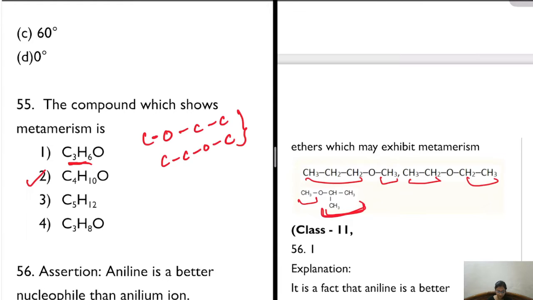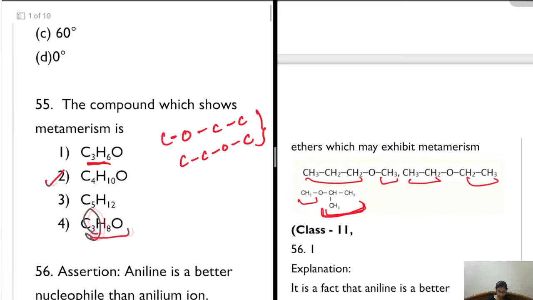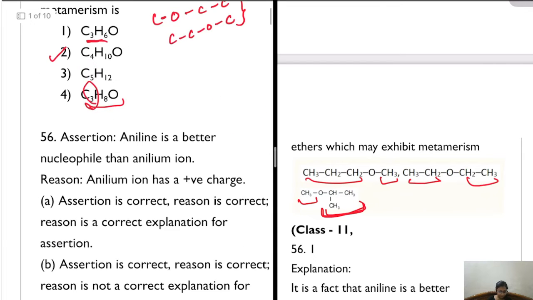So, this is possible. In C5H10, there is no oxygen atom or any other different atom, so a metamer cannot exist. And in C3H8O, the same is the scenario for three carbon. Okay. Now let's move to the next question.